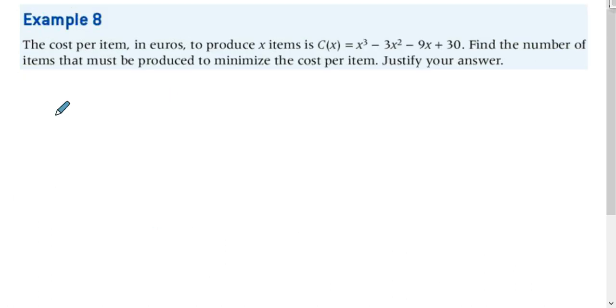Okay, so the second to last example, the cost per item in euros to produce X items is this cost equation. Find the number of items that must be produced to minimize the cost per item. So we are talking about a minimization problem, but I'm giving you the equation. So if I want to find what the minimized cost per item is going to be, what do I have to do to this equation? Find the derivative and do what with it? Set it equal to 0. And once I set it equal to 0, what am I going to do to it? Sign diagram. Yep. So take a couple of minutes, go ahead and answer that problem.